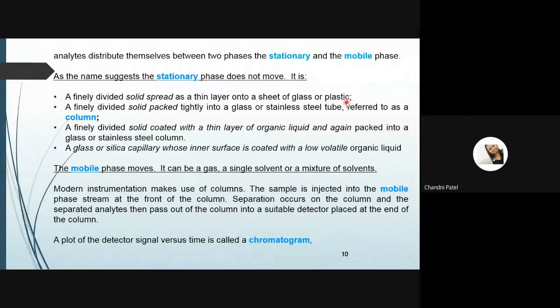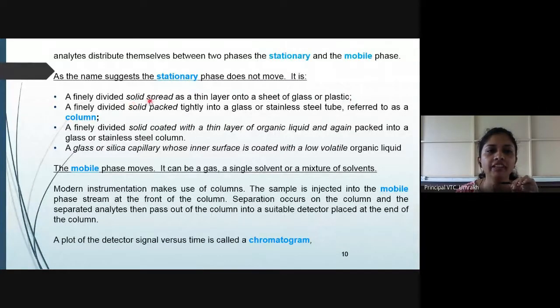Okay, so in that we are using finely divided silica gel, and it will be spread as a slurry on a glass sheet or on plastic. Even plastic can be used. There are also TLC plates which are already made. Already prepared TLC plates are available, so we can use them.